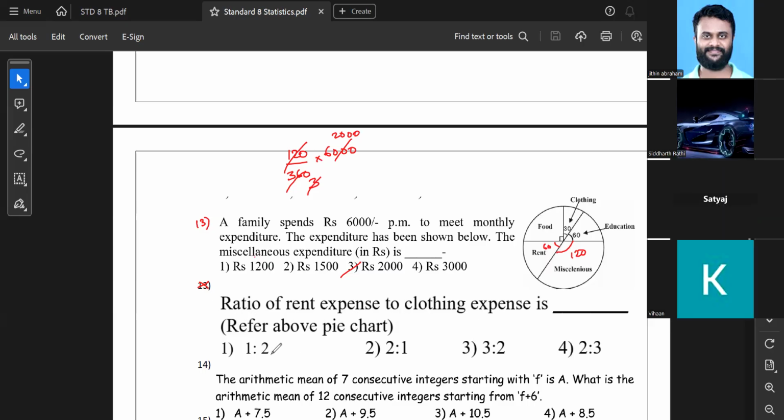Sir, it's 2 to 1. The next question: ratio of rent expense to the clothing expense. Rent is 60 and the clothing is 30. So since the angles are in the ratio 2 is to 1, the expenditure is also in the ratio 2 is to 1.